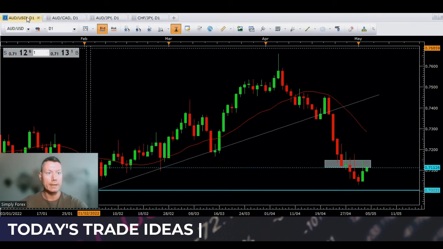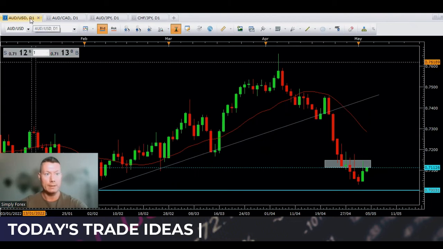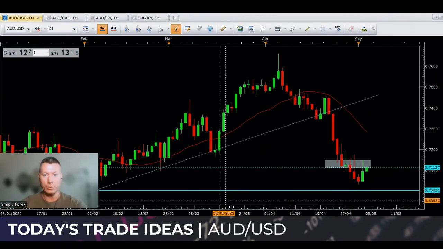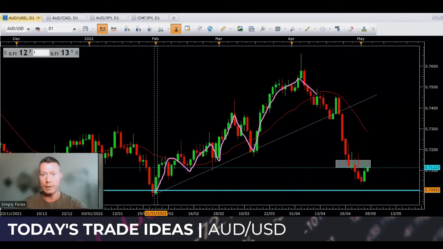Right, guys. We've got 4 potential trades for today. That's right, 4. The first one is this. This is the Aussie dollar against the US dollar. So price was in this uptrend, which was bouncing off of this grey diagonal support line, and then bang, it broke this level. We've been in a downtrend ever since.